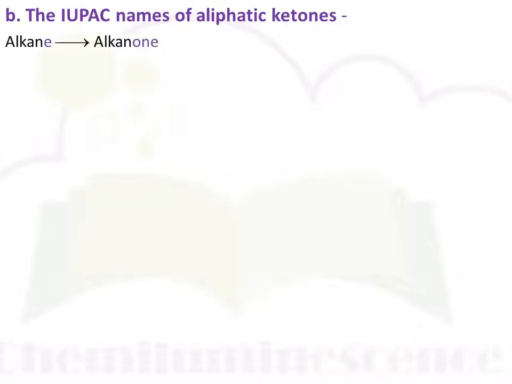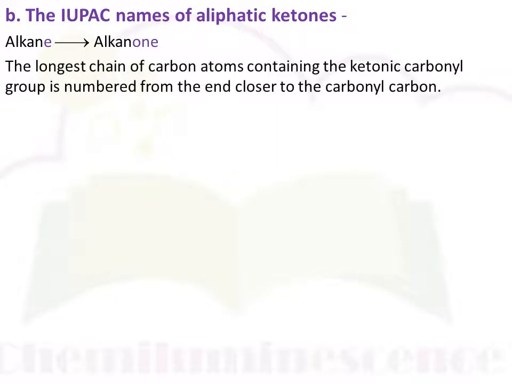Next point is how to write the IUPAC names of aliphatic ketones. For this, we have to write the name of the aliphatic ketone in this format: we have to replace the E of alkane by ONE, hence it becomes an alkanone. First, select the longest chain of carbon atoms containing the ketone carbonyl group as the parent chain and then number it from the end which is closer to the carbonyl carbon. That means from the end which is close to the carbonyl carbon, we have to start the numbering. Let's see with the help of an example.